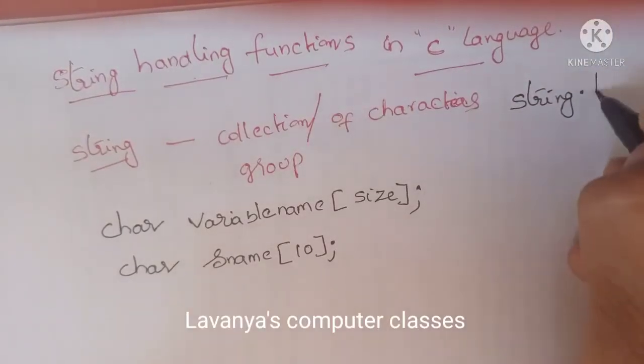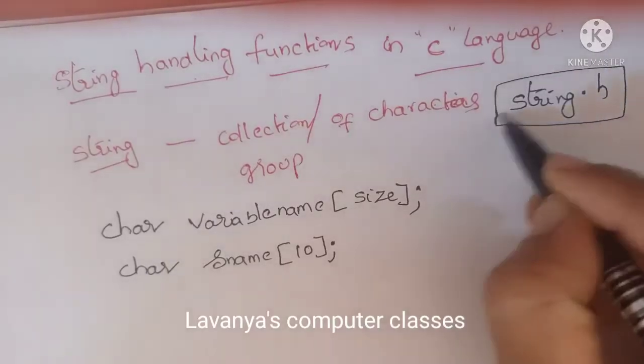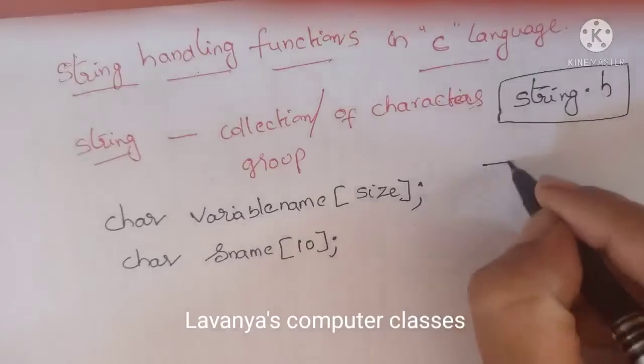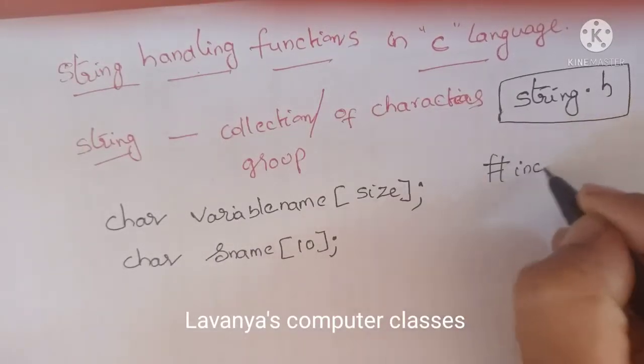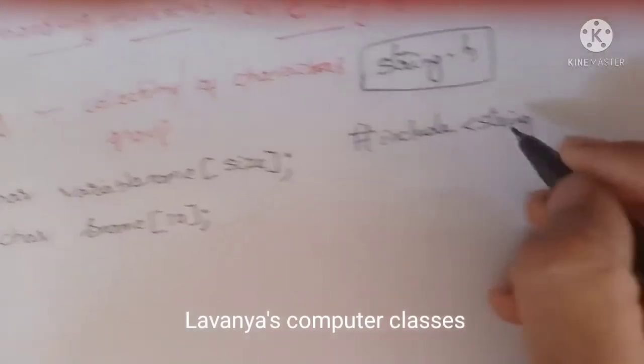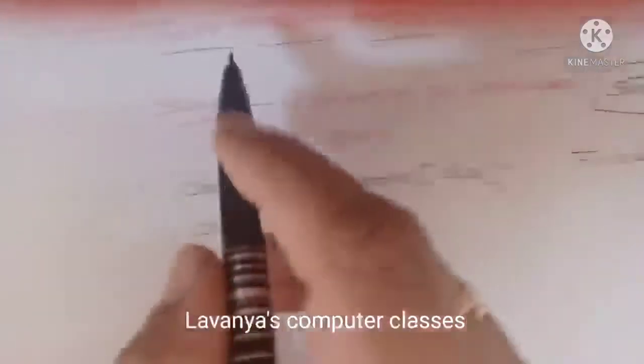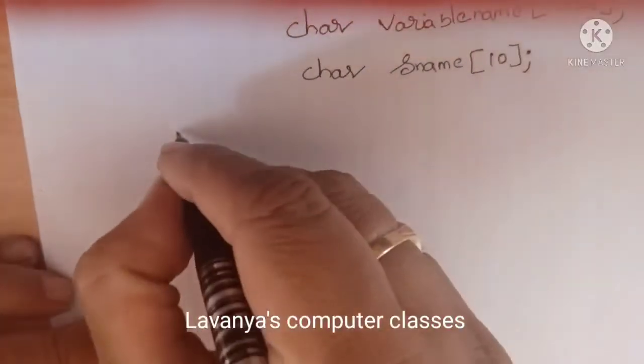For string handling functions, we have to include one header file called string.h. Without including this file, if you are using string handling functions, they will not work at all. So you have to include #include <string.h>, then only it is possible to use string handling functions.